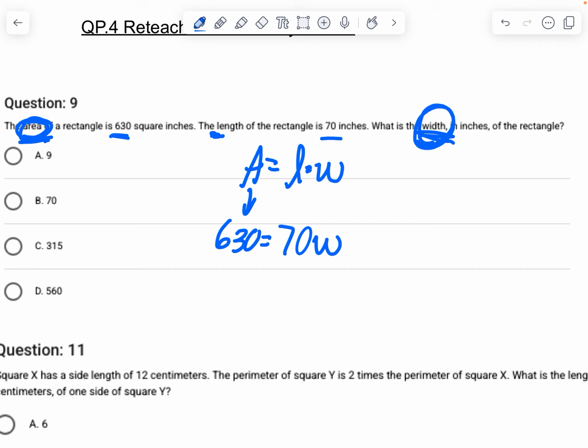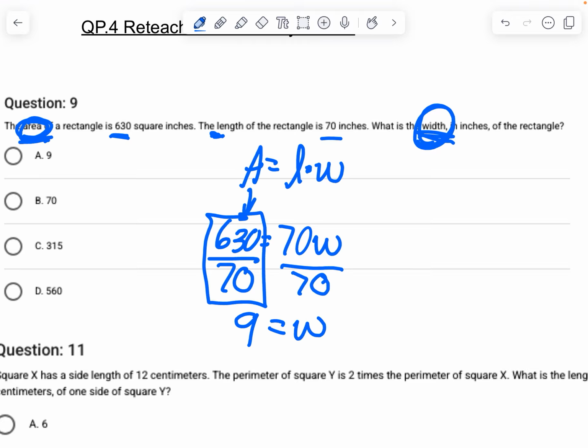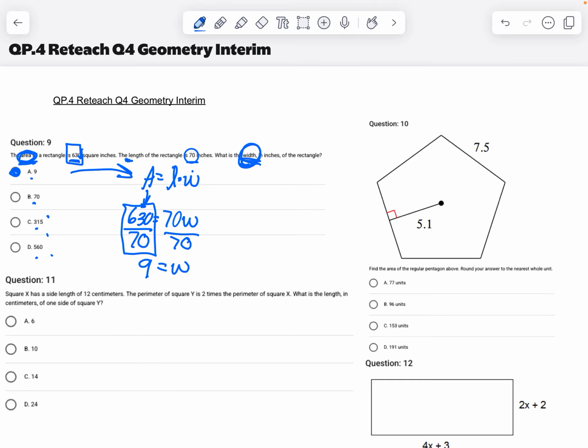Well, to get the 70 times W away from the W, we need to divide. So in our calculators, all we need to be doing is putting 630 divided by 70 in the calculator, which should get us 9. The width is 9. Another idea, you could have just plugged all these values into the equation for the length and the width. The length was 70. The width was either one of these values, and see which one got us that 630. It's completely up to you. It's the same idea.